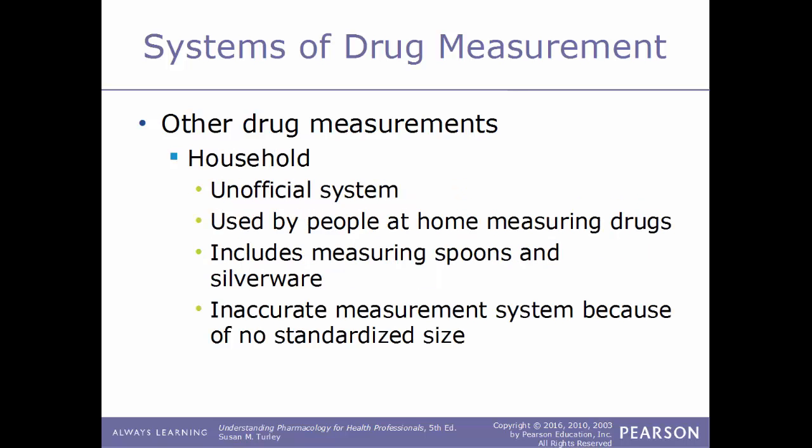Another kind of drug measurement is the household unit measurement. This is an unofficial type of measurement. This is used by people at home measuring their own drugs, using items such as a spoon or silverware. This is incredibly inaccurate because there's no standardized size. What you consider to be a big spoon, the person next to you may not consider to be a big spoon. So you'll see a lot of this in home remedies when people have their own version of what will make you feel better.